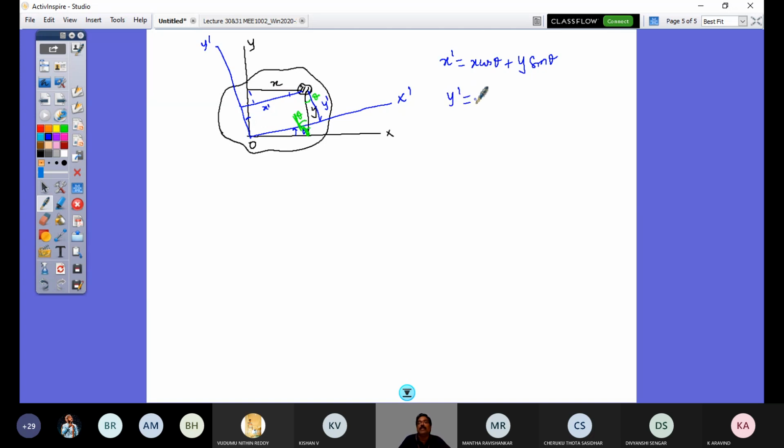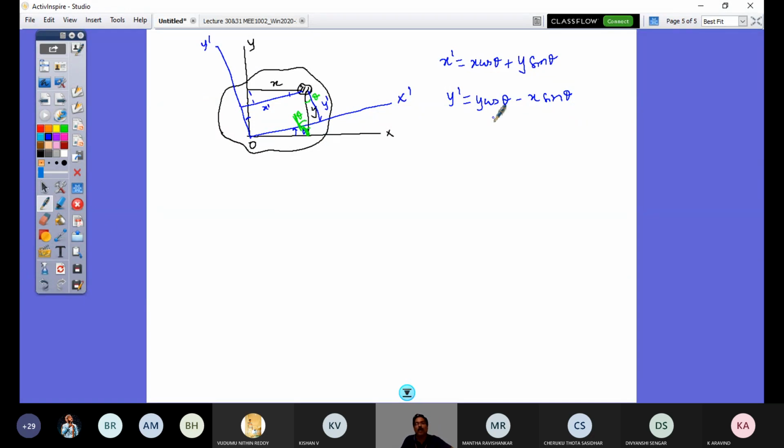And what is my y'? y' is this distance. This angle is theta and this is y. So y cos theta minus x sin theta. So this is how I can represent the new coordinates x'y' of my elemental area of this arbitrary section with respect to the new axis set x'y'.